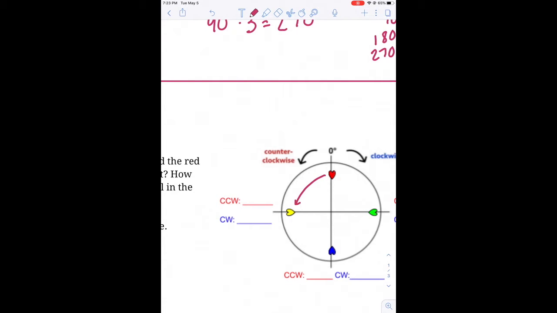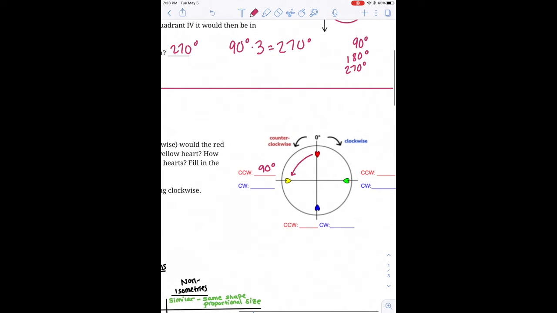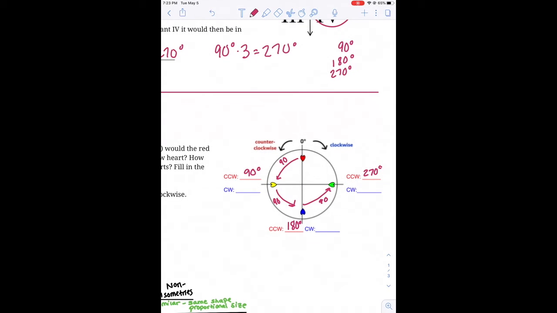That would be jumping one quadrant. So counterclockwise, that would be 90 degrees. Then they ask about the blue heart and then the green heart. So if we go another 90 degrees, because each one of these is 90, we'd get 180 degrees here. If we go another 90 degrees, we would be at 270 degrees. And then they don't ask about this, but to get back to the red heart, another 90 degrees, we'd actually be at 360 degrees. So 360 degrees and 0 degrees are in the same spot.